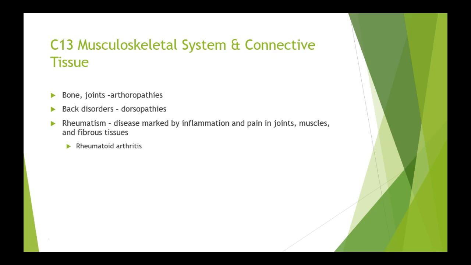So this is going to deal with Chapter 13 in our tabular list, which is the musculoskeletal system and connective tissue chapter. And in here we have issues with bones and joints, often called arthropathies, back disorders called dorsopathies, and rheumatism, which is a disease that is marked by inflammation and joint pain, muscle pain, or even pain in the fibrous tissues such as tendons and ligaments. And most commonly, this deals with rheumatoid arthritis.